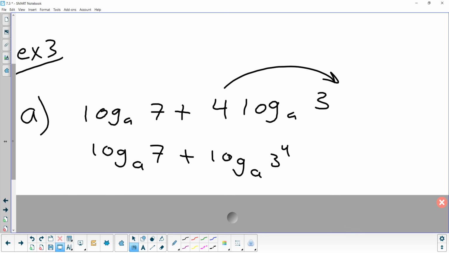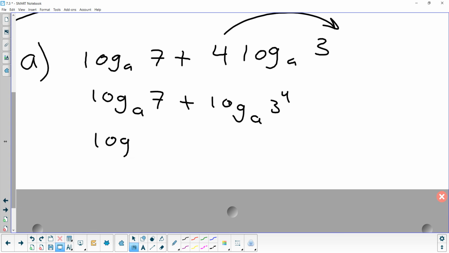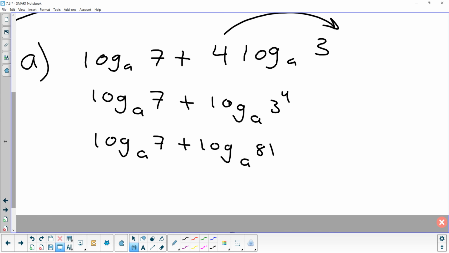Now, anybody see something there that I could do out with my calculator before I keep going? Yeah? 3 to the 4th. I should do 3 to the 4th, and that's 81. So let's write that as 81. Log base A of 7 plus log base A of 81. Now we're ready to combine this into a single log.